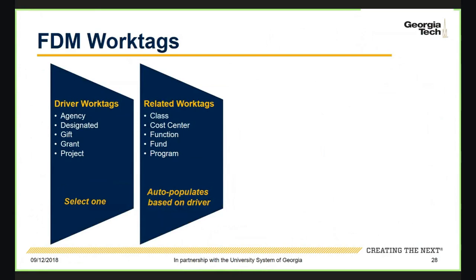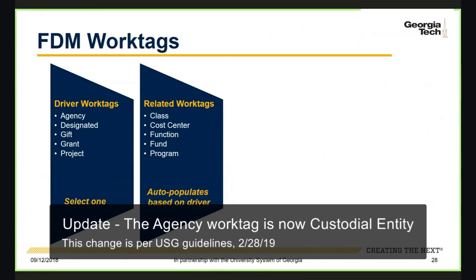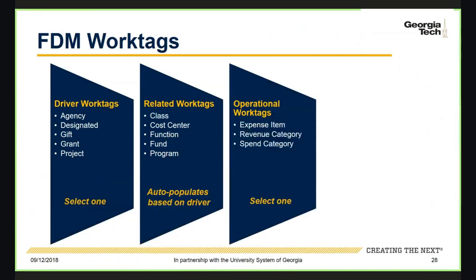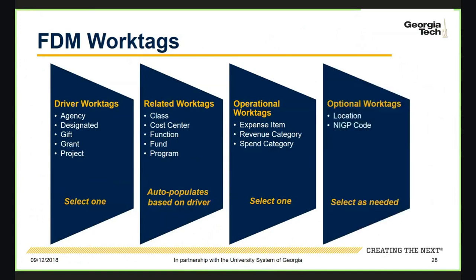We have talked about the types of work tags we will use in Workday. Let's take a look at the group of work tags that make up each type. There are 5 driver work tags: agency, designated, gift, grant, and project. Related work tags associated with these drivers are class, cost center, function, fund, and program. Operational work tags consist of expense items, revenue categories, and spend categories. And lastly, location and NIGP codes are optional on transactions.